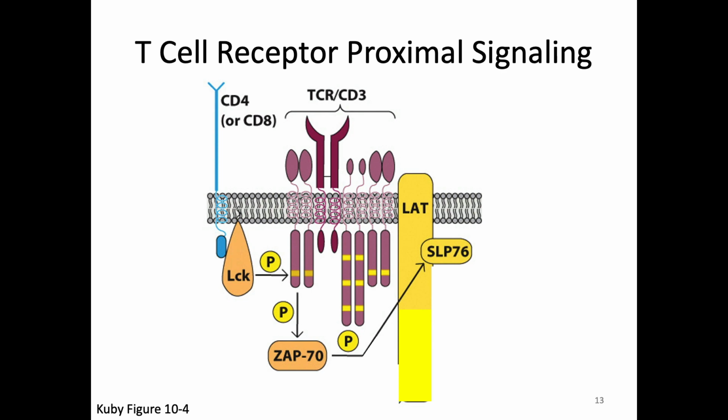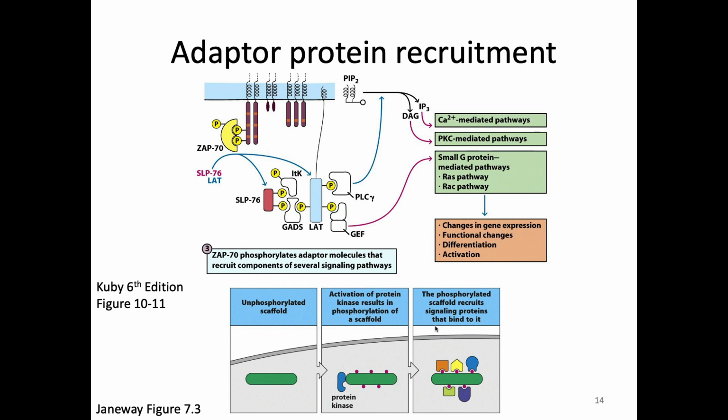LAT and SLP76 are two proteins of the same kind of type. They both play the same role in this process. And the role that both of these proteins play is that they are something called an adapter protein. And so what we've done at this point is we have recruited our adapter proteins, and we've put some phosphates on our adapter proteins. Here you can see SLP76 and it gets some phosphates. Here you can see LAT, gets some phosphates.